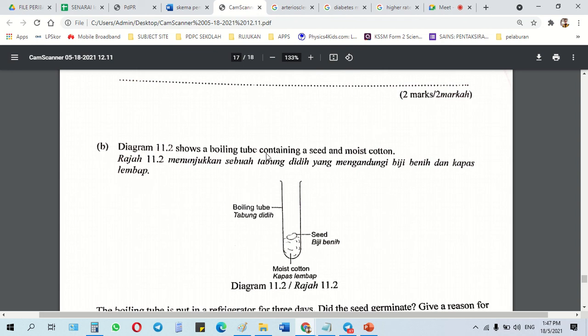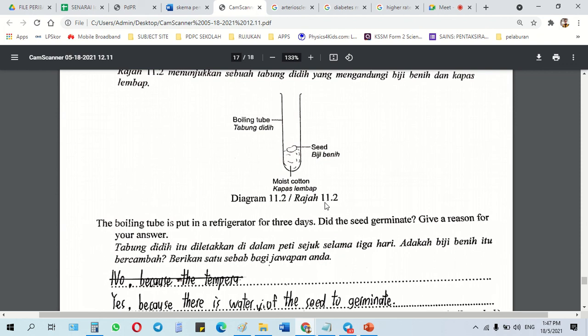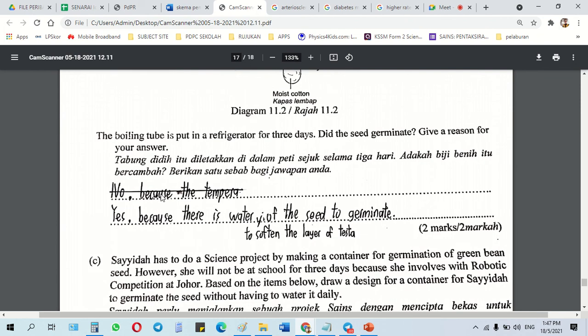Diagram 11.2 shows a boiling tube containing a seed and the moist cotton. Okay, so here ada moist cotton and then ada seed, then the boiling tube. So the boiling tube is put in the refrigerator for 3 days. Did the seed germinate? Give a reason for your answer. Okay, kita bagi tahu no, because there is water of the seed to germinate. Okay, jawapannya adalah no. Okay, 1 mark, no. Okay, why? Cool temperature is not suitable for seed germination.